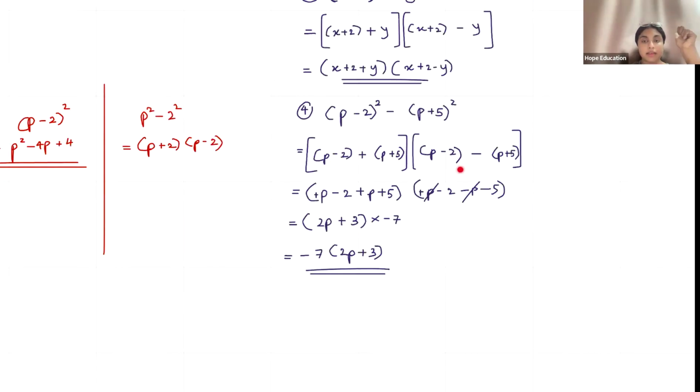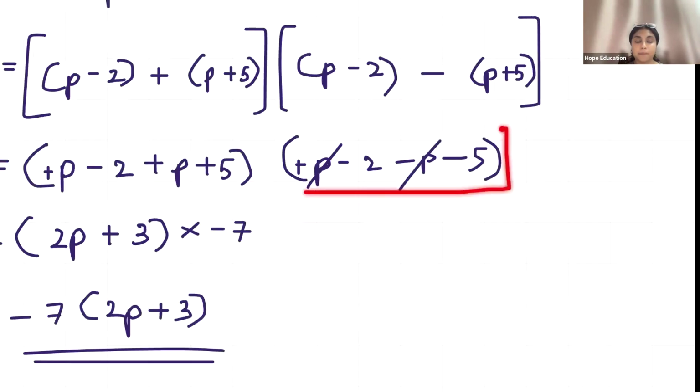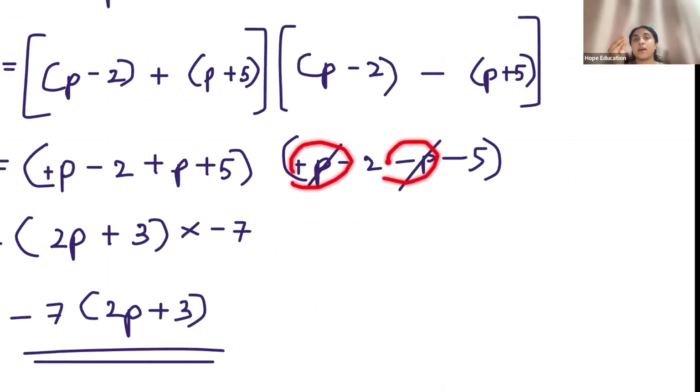Minus 7 now. Did you understand how we got this, Savindu? Okay. Now here we can see this is plus P and this is minus P. Plus and minus, always plus and minus. So plus P and minus P, that means P again P is subtracted.